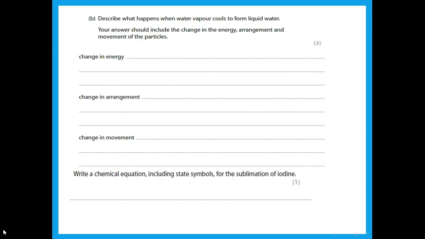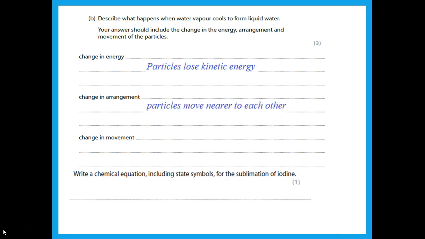Okay? Describe what happens when water vapor cools to form liquid water. Your answer should include the change in energy, arrangement, and movement. So what is he doing? Vapor cooling to form liquid. And that means that I am going from gas to liquid. That involves cooling. So the particles will what? The particles will lose kinetic energy. And we said when they lose kinetic energy, they move nearer to each other. When they move nearer to each other, they move more slowly.